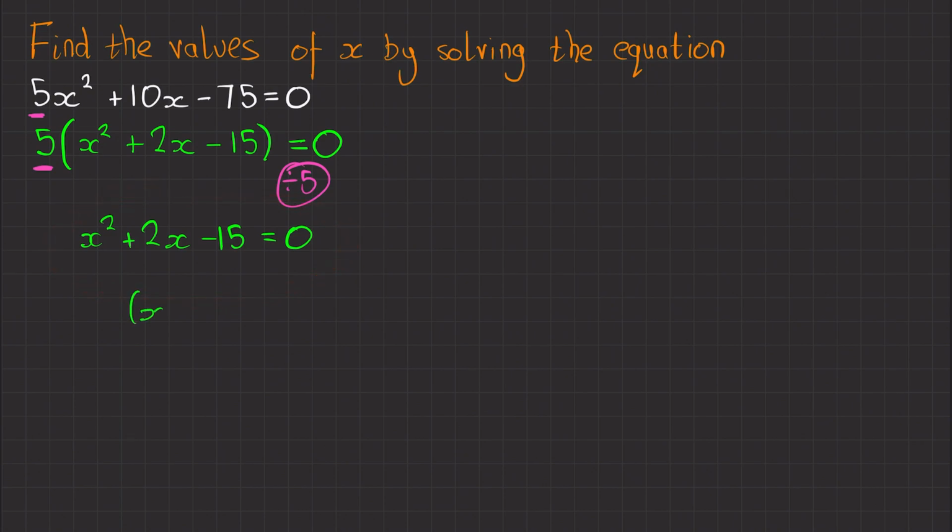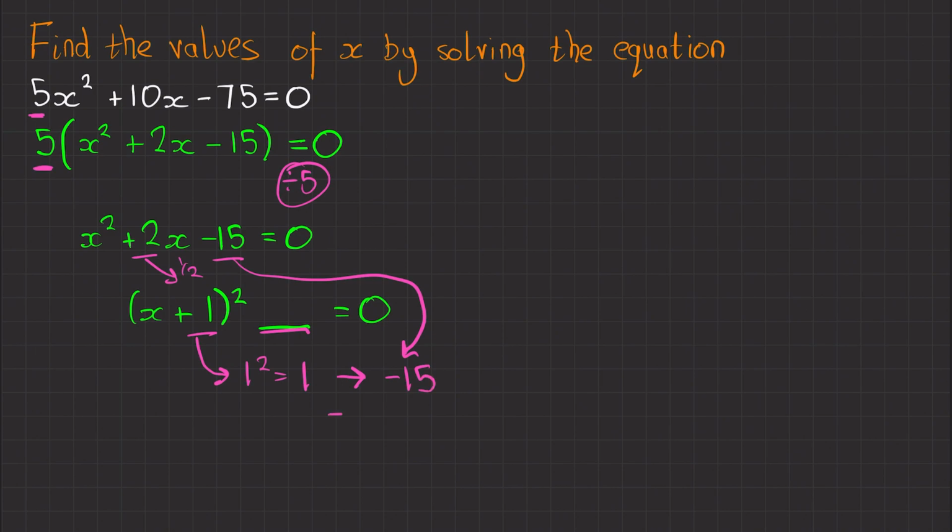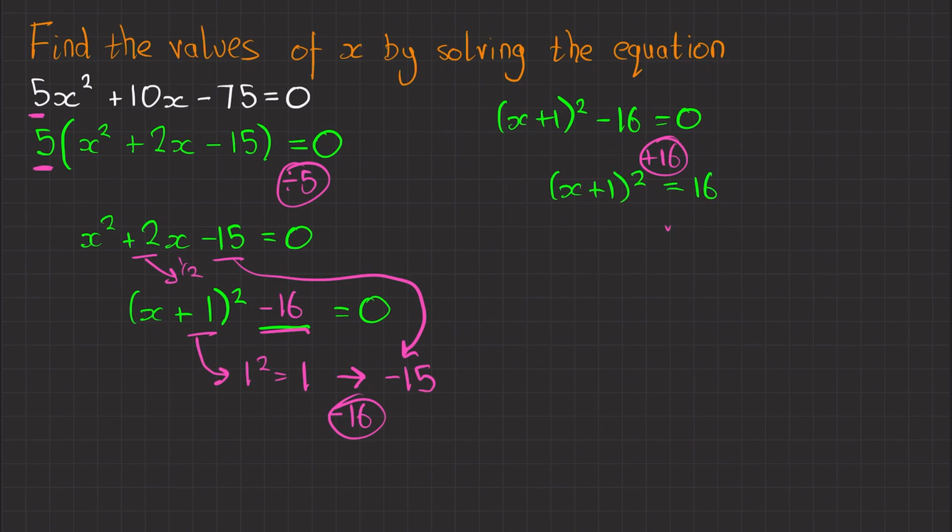So for this we'll have x plus, we're going to half 2 to leave us with x plus 1 all squared, and then plus or minus something equals 0. We need to square 1, and then we need to get to this value of minus 15. We're going to take away 16. We can solve it at this point, so let's add 16 to both sides, which will give us x plus 1 all squared equals positive 16. Square root both sides, which will then give us x plus 1 equals the square root of 16. So we'll have plus or minus 4. Take away 1 from both sides now, and that will give us x equals minus 1 plus or minus 4.